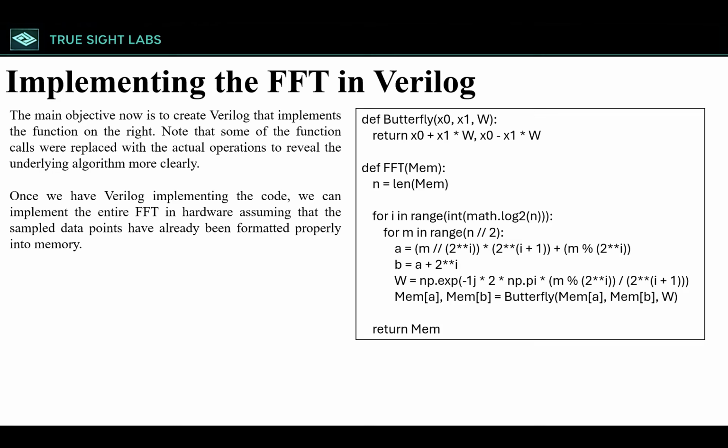So the main objective here is to implement the function shown on the right. When the reordered input vector is passed into this function, it produces the FFT of that vector. Also note that some of the function calls have been replaced with their underlying operations so that the algorithm is fully defined here. Once we have the Verilog that correctly emulates this function, we can begin running an FFT on the FPGA.